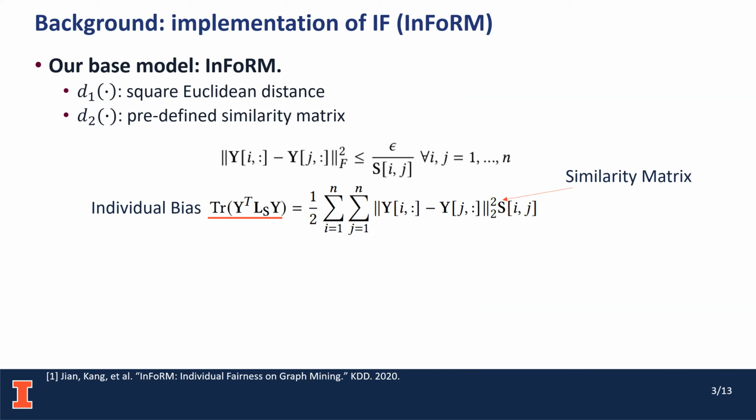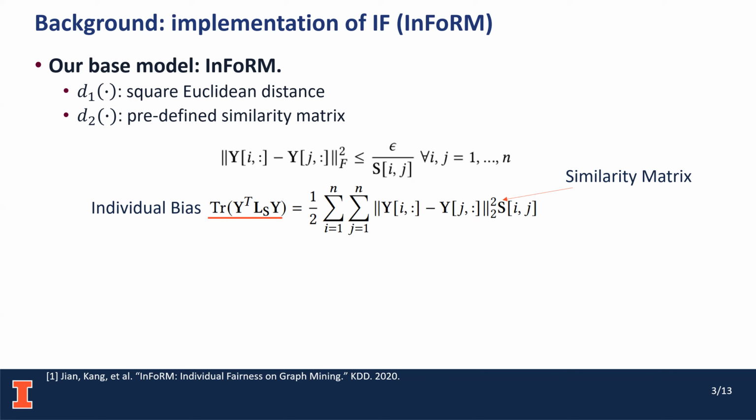So our paper is based on an evaluation and rethinking of a previous work on individual fairness, which is a KDD 2020 paper called InFoRM: Individual Fairness on Graph Mining. In this paper, it defines the input distance matrix as the Euclidean distance, the output distance matrix as the squared Euclidean distance, and the input distance matrix as a predefined similarity matrix instead of a distance matrix. So you can consider the similarity matrix as the inverse of a distance matrix.